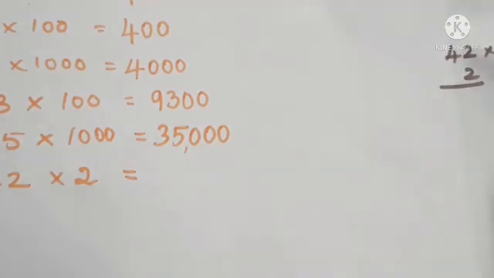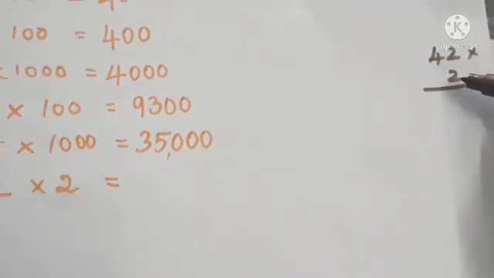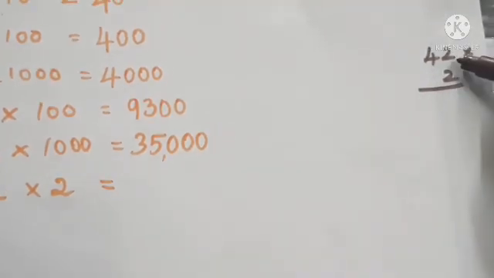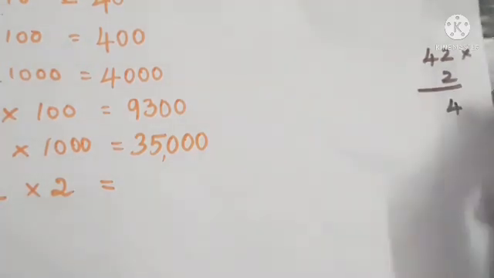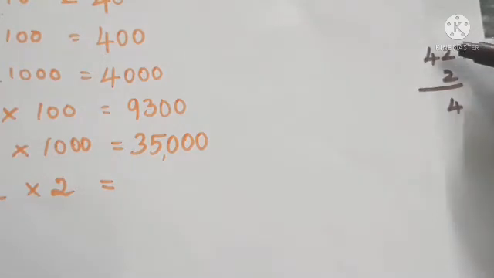So listen, we know we have to multiply the 2 by the ones place. What's the ones place we have in the 42? Yes, in the 42 ones place we have 2 and tens place we have 4. So we have to multiply the 2 by the ones place. That is 2 into 2. 2 2s are 4. Next we have to multiply the 2 by the tens place. Tens place we have 4. So 4 2s are 8.